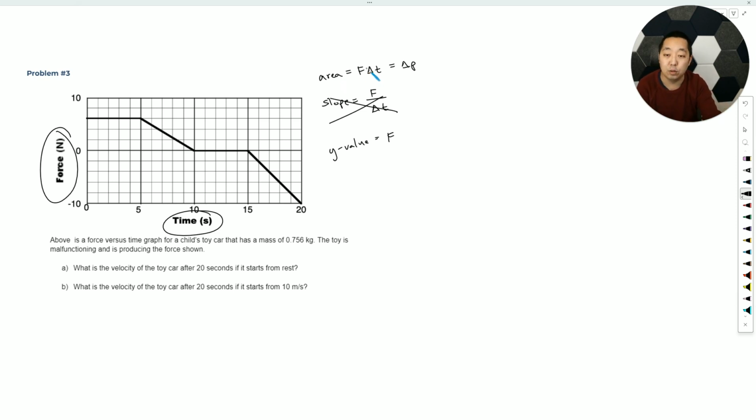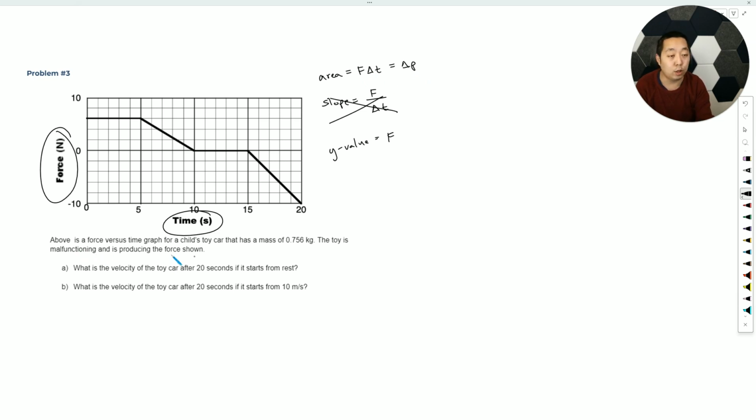Because if I ask you, what F are we going to use? Well, it depends. It varies, right? The force is going to vary over the time. So there's no constant single F value I can plug in. Instead, the way we do it is we find the area. The area is going to be the impulse, which caused a change in momentum.